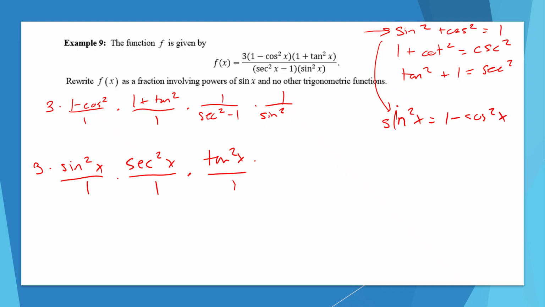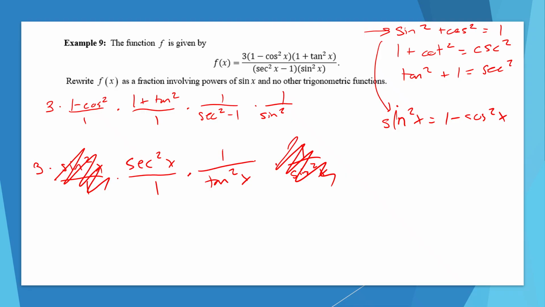Whoops, this is wrong. Tangent squared x should be in the denominator. So doing that, we have 1 over tangent squared x and then 1 over sine squared x. That's just going to be left as is. Here, we can honestly cancel these out right away. There's no use for us to deal with that, so let's do that, make it a little easier.